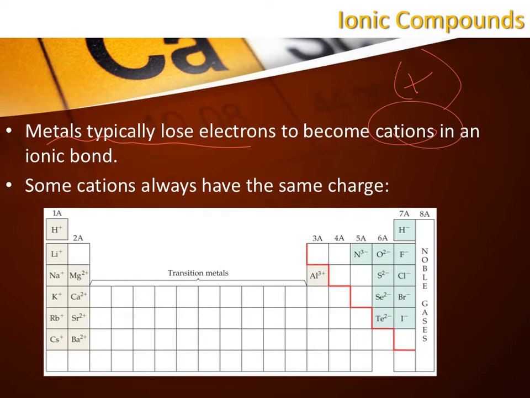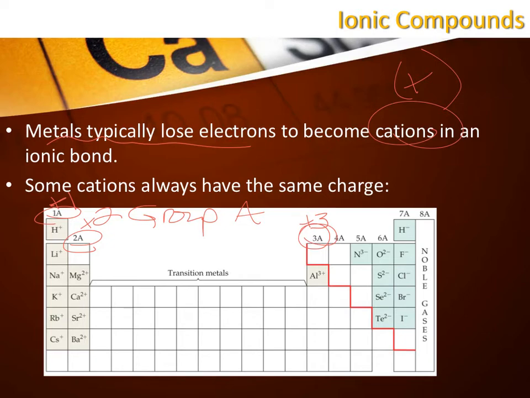And so the metals that get the same charge every time they become an ion are the ones in the A groups. So group 1A over to the far left, when they become ions, always have a charge of +1. Group 2A ions have a charge of +2. Skip over to group 3A, and when they become ions, they have a charge of +3.